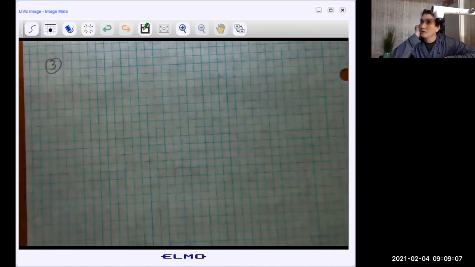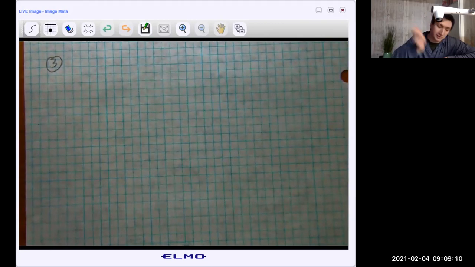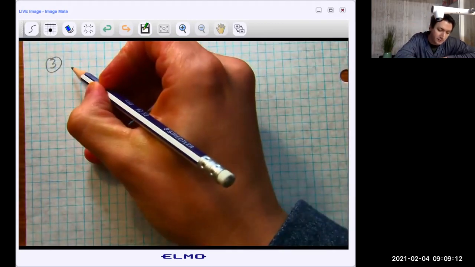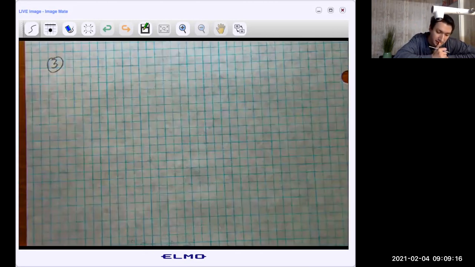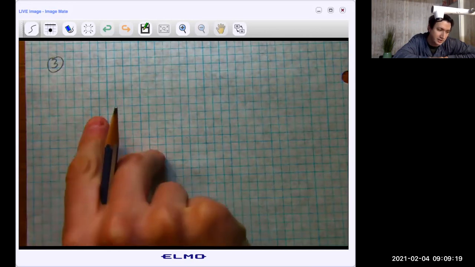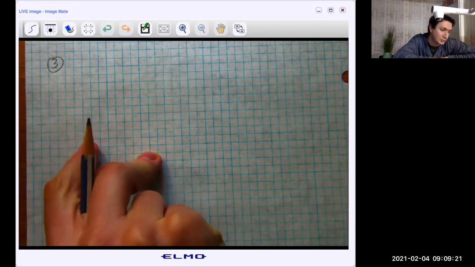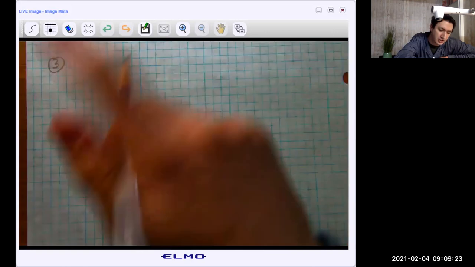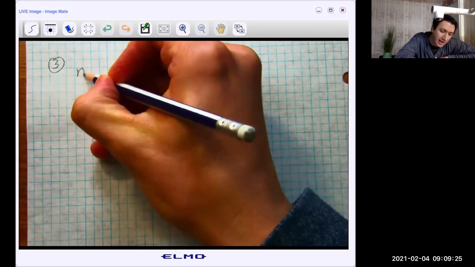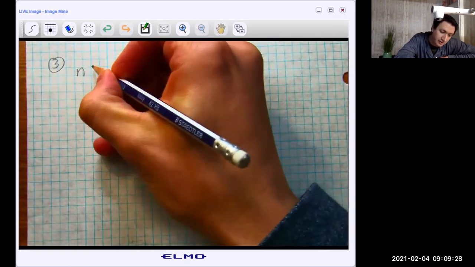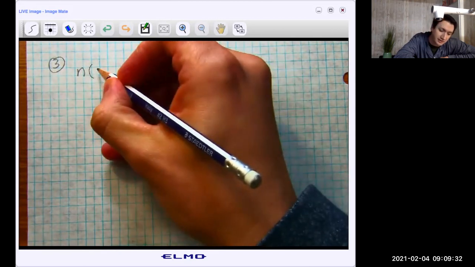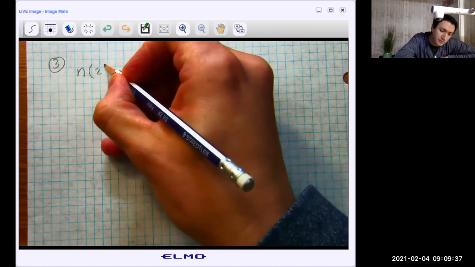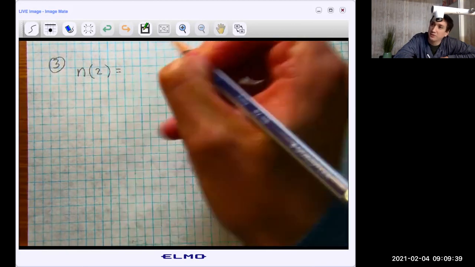So one thing we could say is, a new function. Let's not use f. So we use f, g, and h already. Let's do function n. N of, let's say, 2 equals.